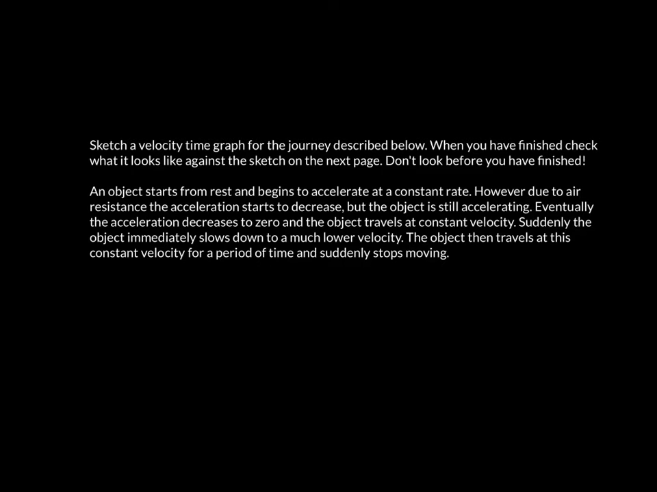So an object starts from rest and begins to accelerate at a constant rate. However, due to air resistance, the acceleration starts to decrease, but the object is still accelerating. Eventually, the acceleration decreases to 0 and the object travels at constant velocity. Suddenly, the object immediately slows down to a much lower velocity. The object then travels at this constant velocity for a period of time and suddenly stops moving. So press the pause button, try and draw that graph before you press play again.